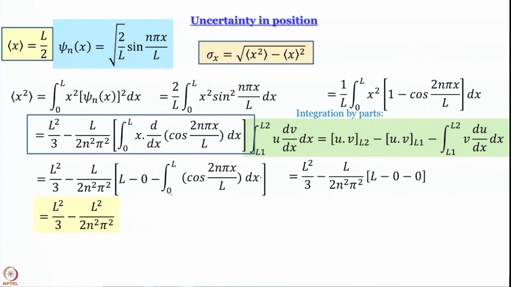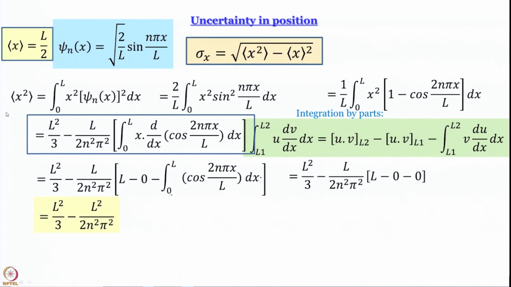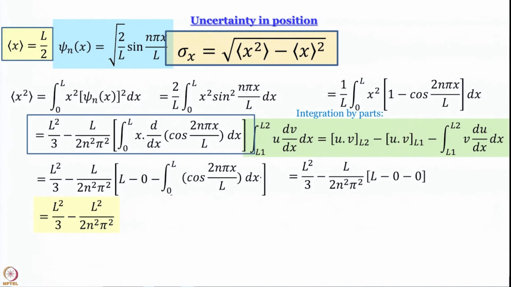What have we worked out then? Let us not forget that we have worked out the average value of x square. What are we looking for? We are looking for the uncertainty or standard deviation: square root of average value of x square minus square of the average value of x. This is what we are looking for.